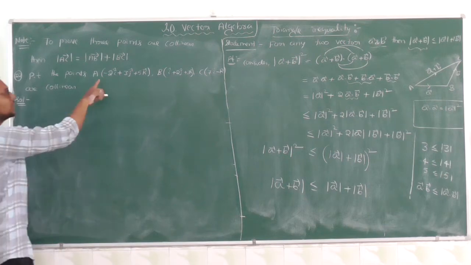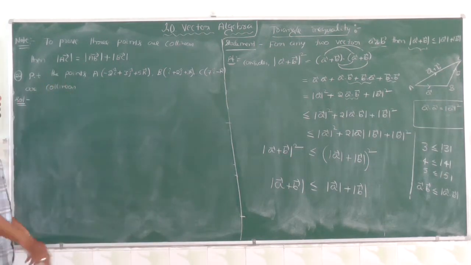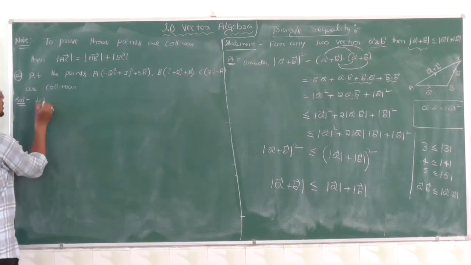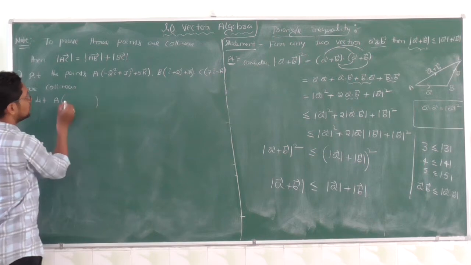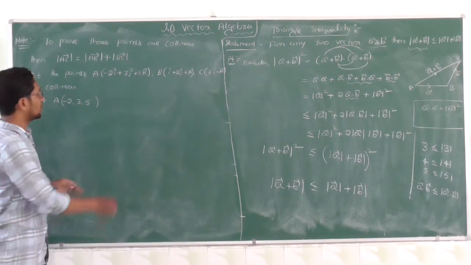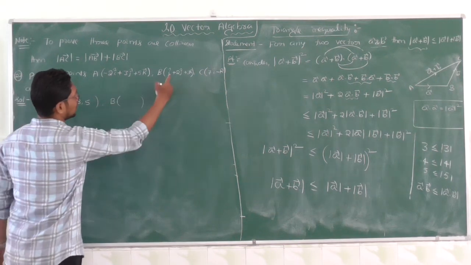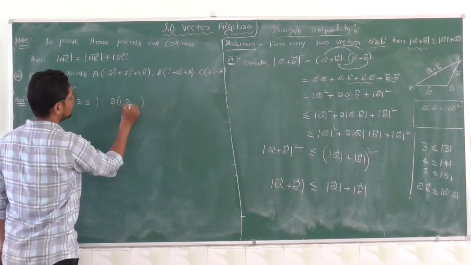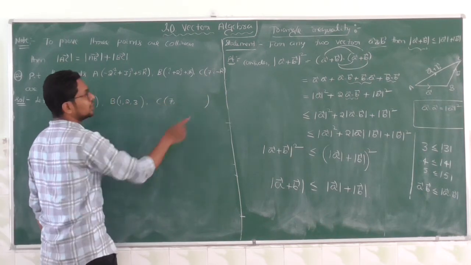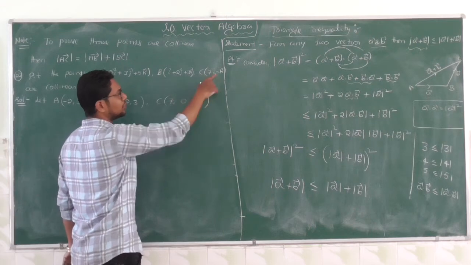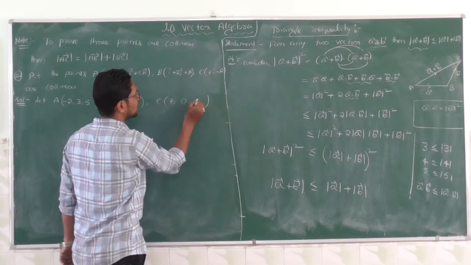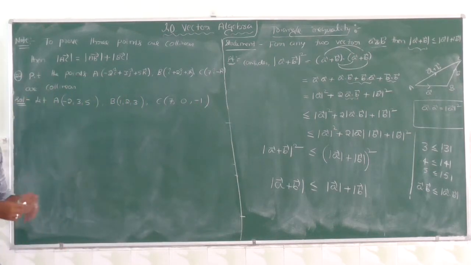Here we have the 3 points A, B and C in vector form. I will take them in the coordinate system. The point A is (-2, 3, 5), the components of i, j, k I am writing. Kindly do not confuse. For B, the i component is 1, j component 2, k component 3. For the point C, the i component is 7, the j component is 0, since we don't have a j component, and the k component is -1. Here are the points.